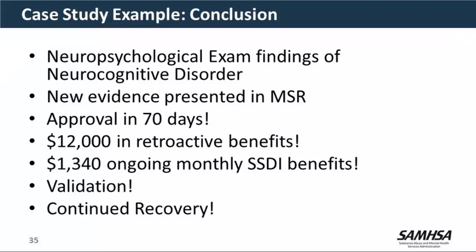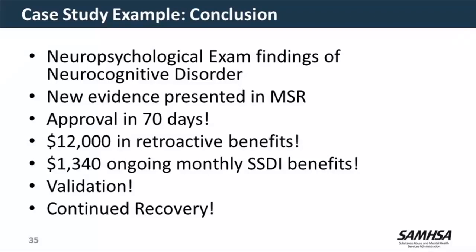So the neuropsychologist wrote in the report that due to his past alcohol abuse, his brain chemistry was irreversibly changed. So that goes back to that sequential evaluation where even though he stopped drinking for 9 months, he has irreversible damage from his substance use that will not improve over time. So I obviously included this new record and the information from it into his medical summary report, and his case was approved in 70 days. He received $12,000 in retroactive benefits, and he had a $1,340 ongoing monthly SSDI benefit after that.